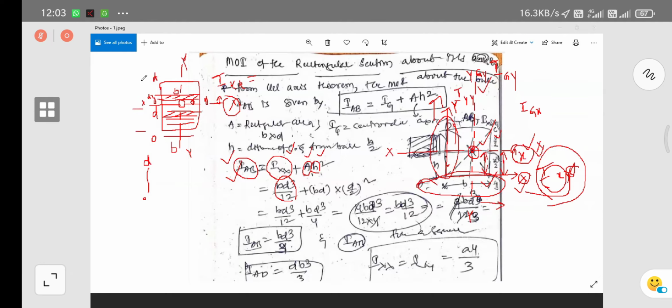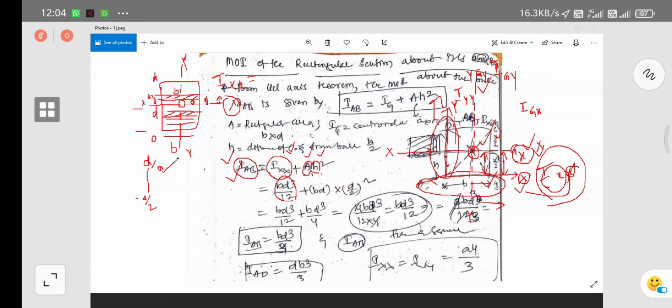Here, minus d by 2 to plus d by 2. Why? Because from the x axis, if you go in the coordinate directions, you will get negative values below, and above the x axis you will get positive values. So minus d by 2 to d by 2 are your limits of integration. Yesterday we already discussed this.